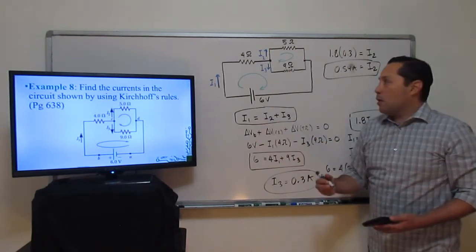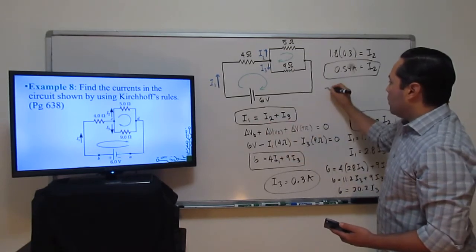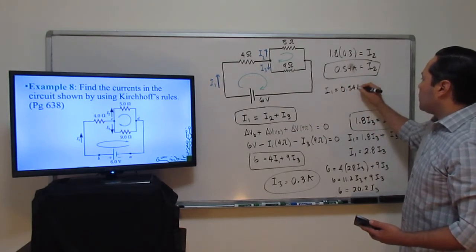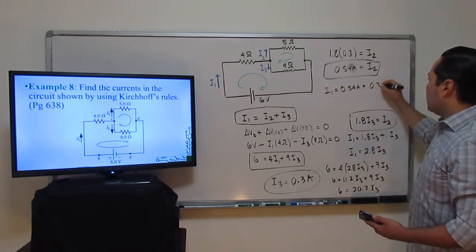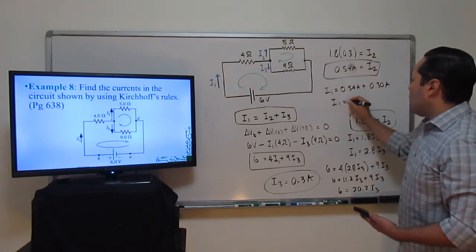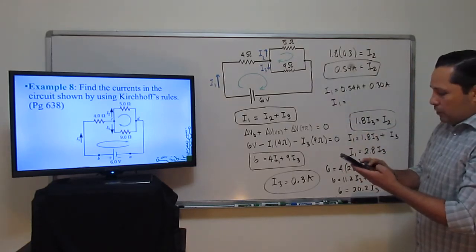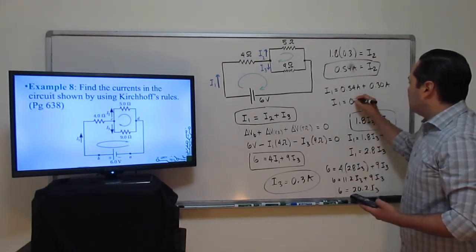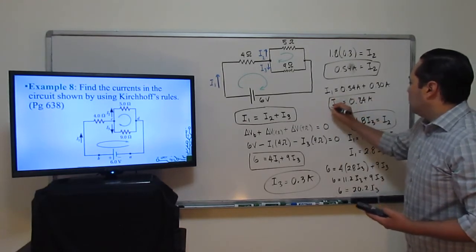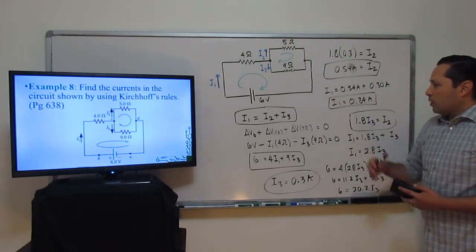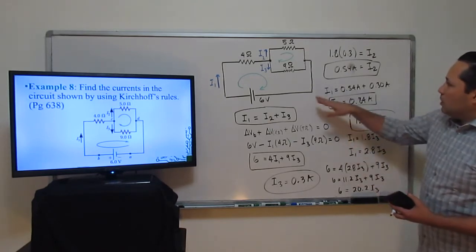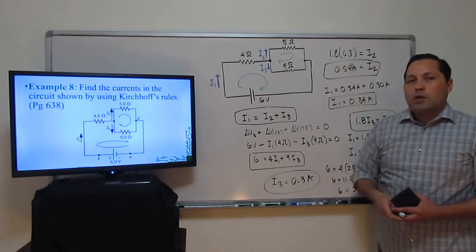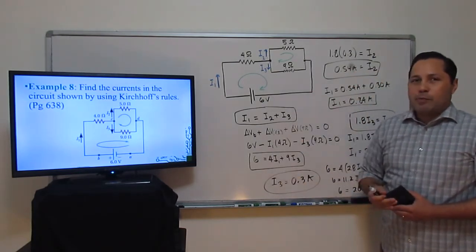We can figure out what I1 is. I1 is I2 plus I3. So it's going to be I2, which we just got, 0.54 amps, plus I3, which is 0.3 amps. Put them together, I1 is equal to 0.54 plus 0.3, 0.84. All right, and that is our current. So now we have all three currents. The first current is 0.84 amperes, the second current was 0.54, and the third current was 0.3 amperes. Now, that is example 8.